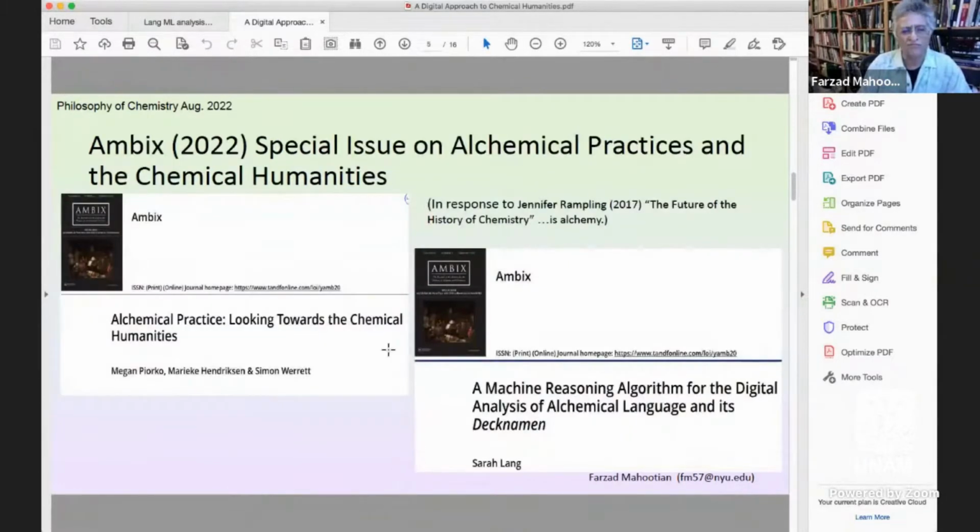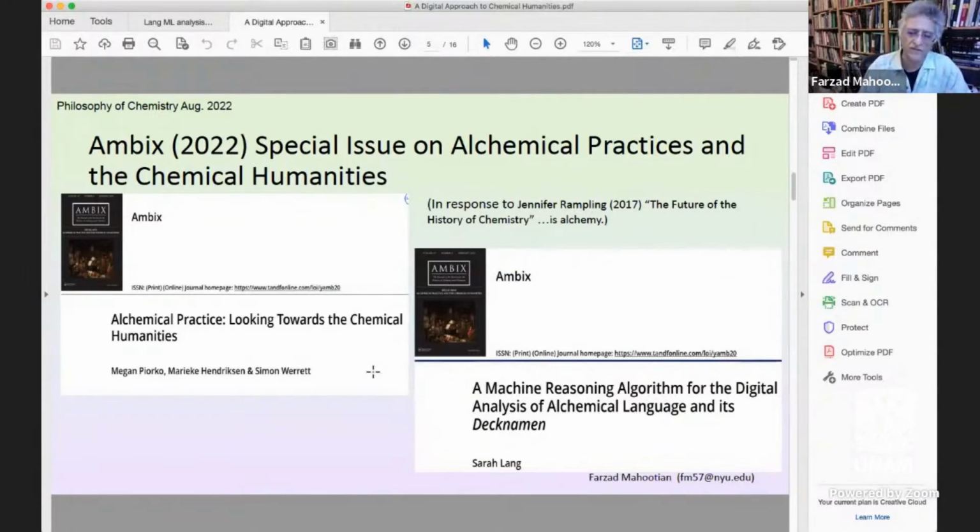Okay, so I wrote my abstract, and I was happy to win a semester of sabbatical leave because of it. My actual proposal is not very much longer than the abstract you see in the book. I wrote that before I knew these two articles existed. These things came out in March. I was thrilled to see these. The work that's being done by Megan Pjorko and Sarah Lang and their colleagues is nothing short of amazing.